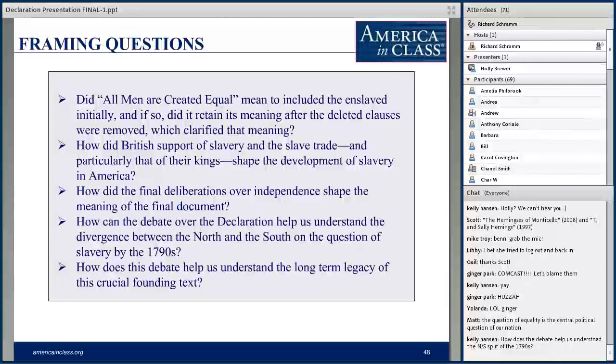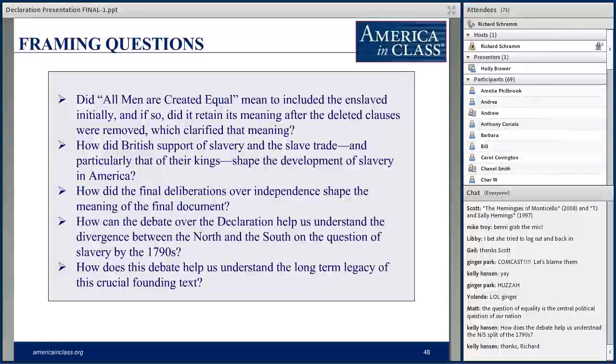Okay, and Kelly writes, if you could illuminate the question about how the debate helps us understand the North-South split of the 1790s. So I want to go back to something I mentioned very briefly at the beginning. In 1797, St. George Tucker, who was one of Jefferson's mentors and a lawyer in Virginia, brought before the Virginia legislature a proposal for the gradual abolition of slavery in Virginia. And it only got about a third of the votes. It didn't get the majority that it needed to pass.